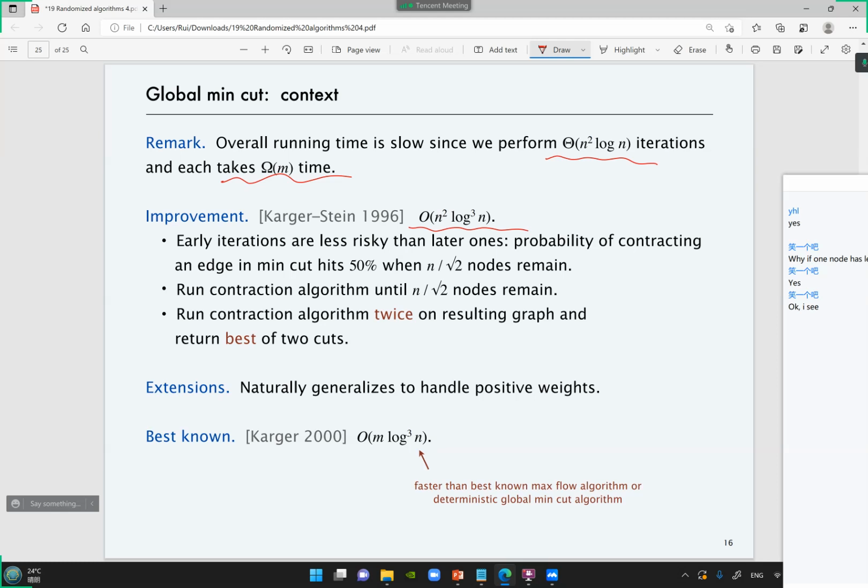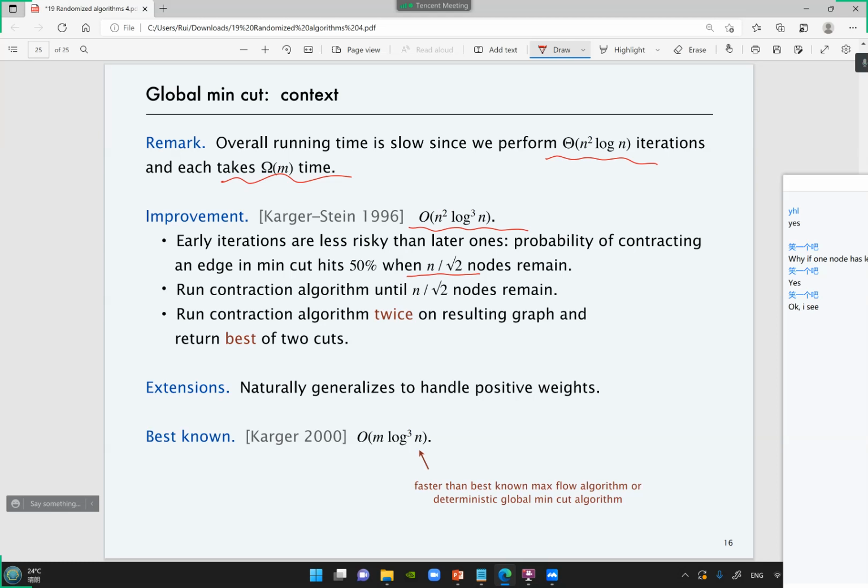So the idea for this improved algorithm is that let's not run the algorithm till the very end, till we're left with only 2 nodes, because by that time we have a very high probability of failing. Instead, let's only run the algorithm until we have n divided by root 2 nodes remaining.